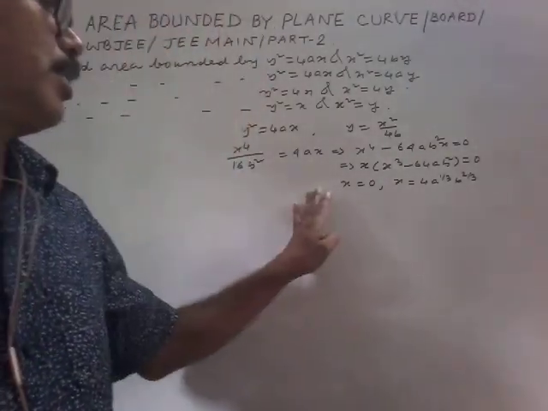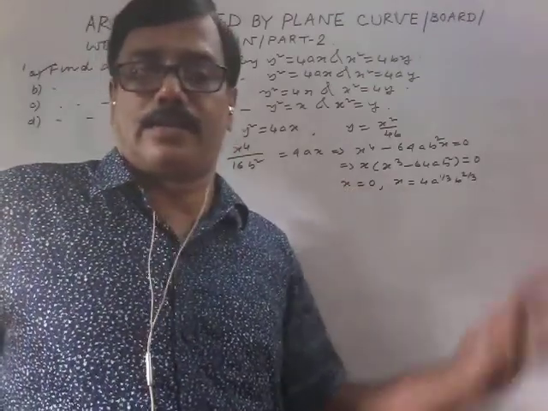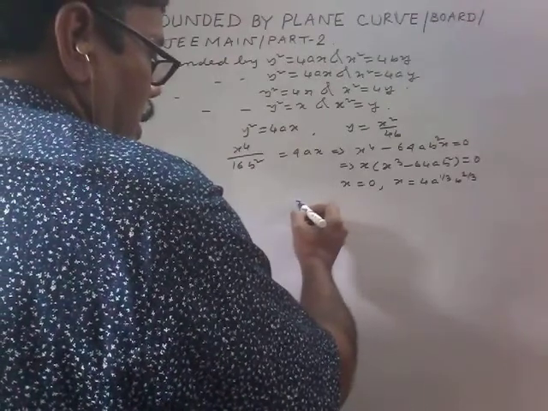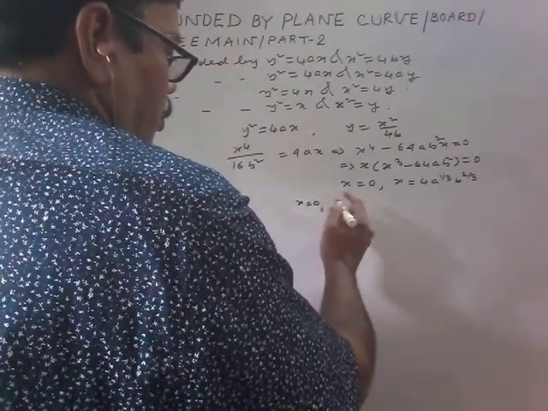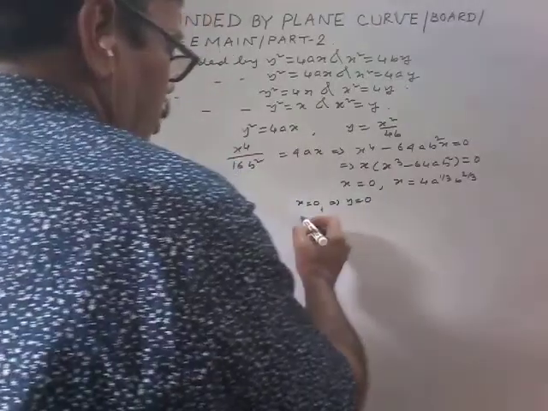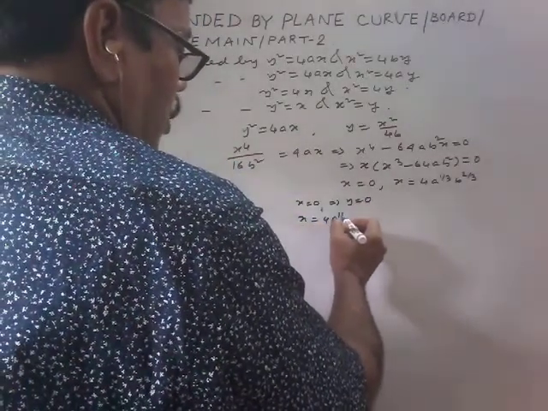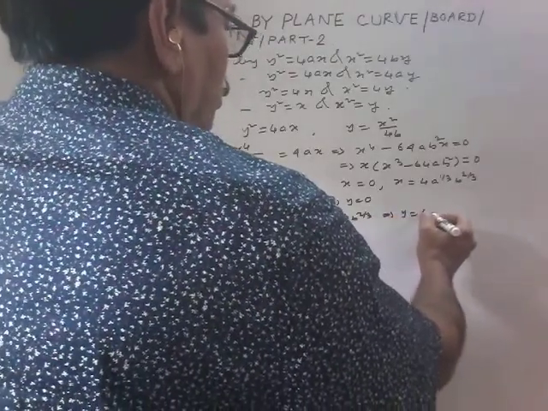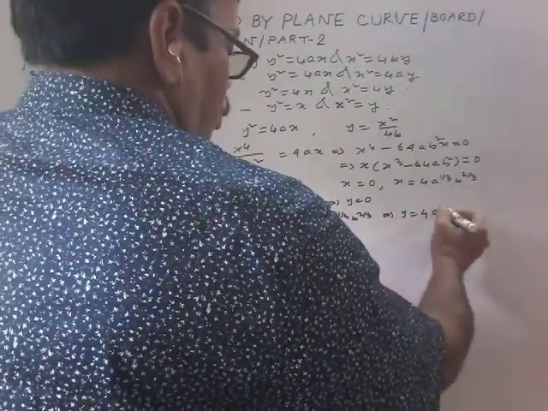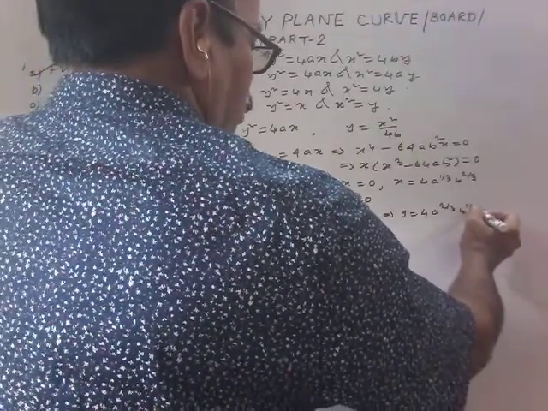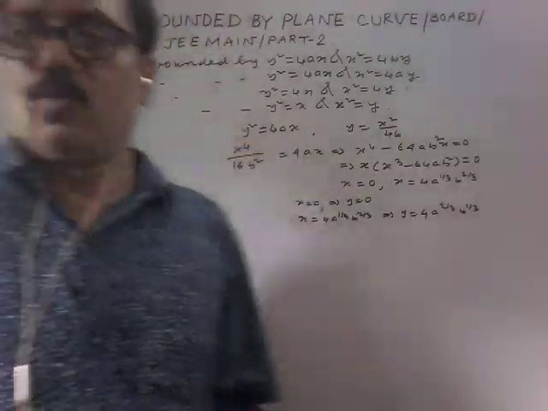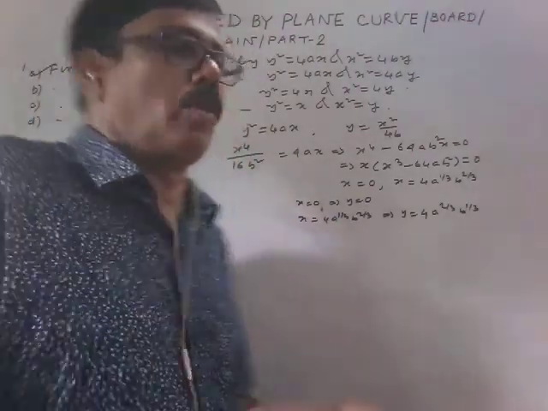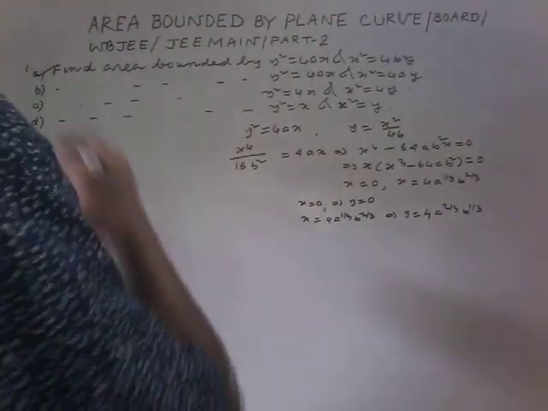So we need two values of x. x equals 0 implies y equals 0. And x equals 4 a to the power 1 by 3, b to the power 2 by 3 implies y equals 4 a to the power 2 by 3, b to the power 1 by 3. So we get the points of intersection. This is the first phase of solving the problem.